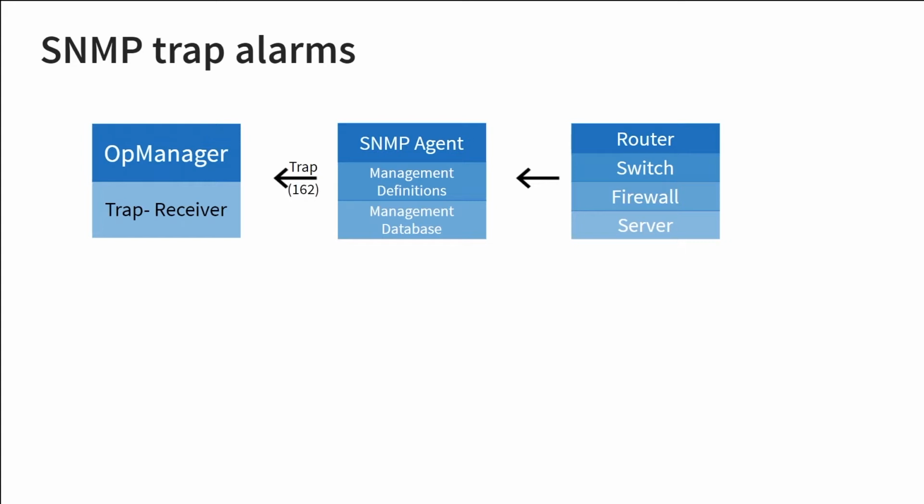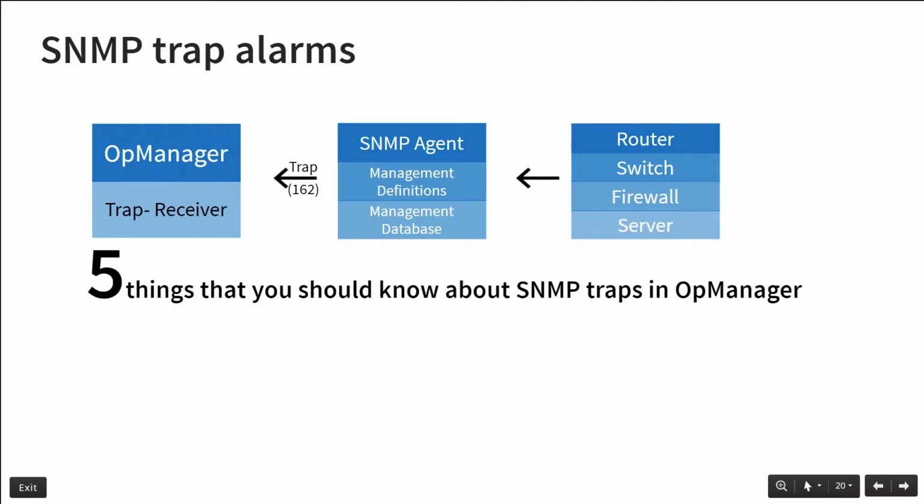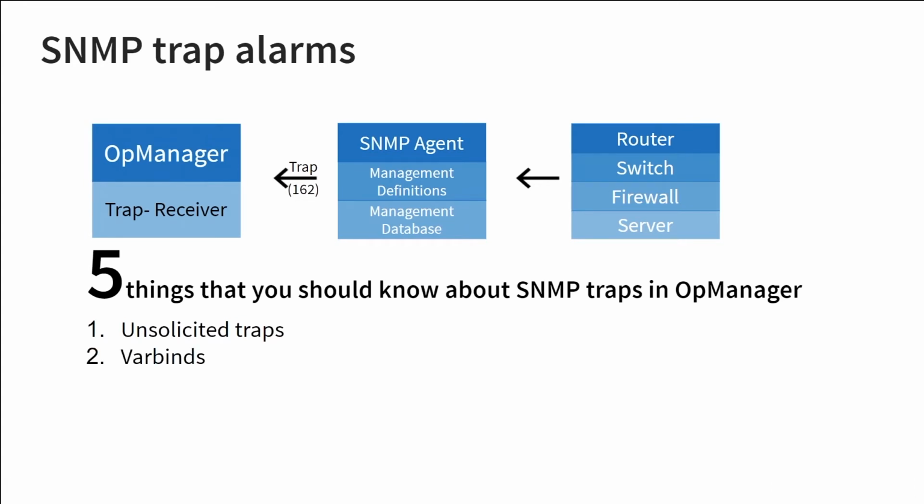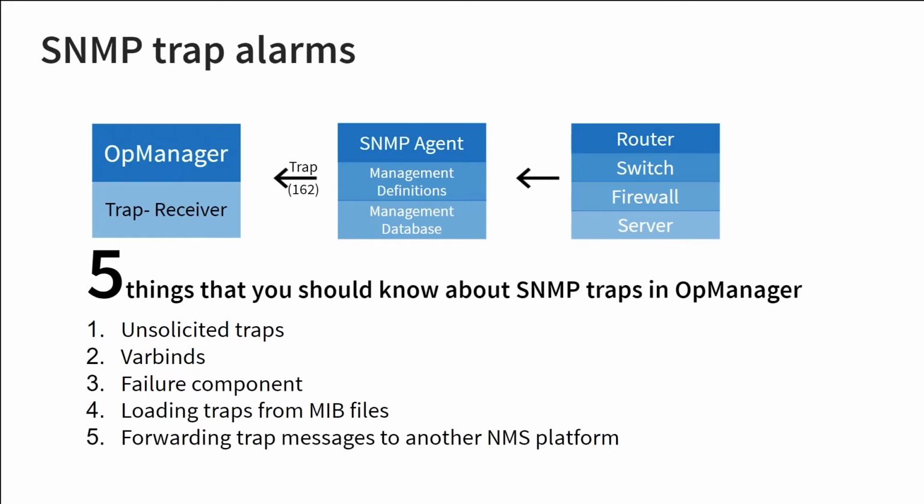Whenever a problem occurs on the router, it sends a trap to the OpManager server, and OpManager will trigger an alarm on the respective device. When it comes to SNMP traps, there are 5 things that you should know about SNMP traps in OpManager. One, what are unsolicited traps and what are varbinds. I'm going to explain all these things with use cases. What are failure components, how do you load the traps from MIB files, and forwarding traps to another NMS tool. So this is what we are going to see.